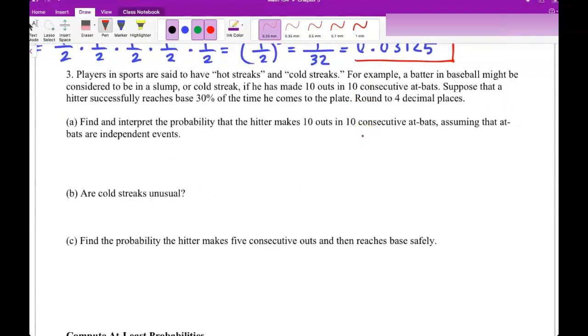Number 3. Players in sports are said to have hot streaks and cold streaks. For example, a batter in baseball might be considered to be in a slump or cold streak if he has made 10 outs in 10 consecutive at-bats. Suppose that the hitter successfully reaches base 30% of the time he comes to the plate. Round to 4 decimal places.